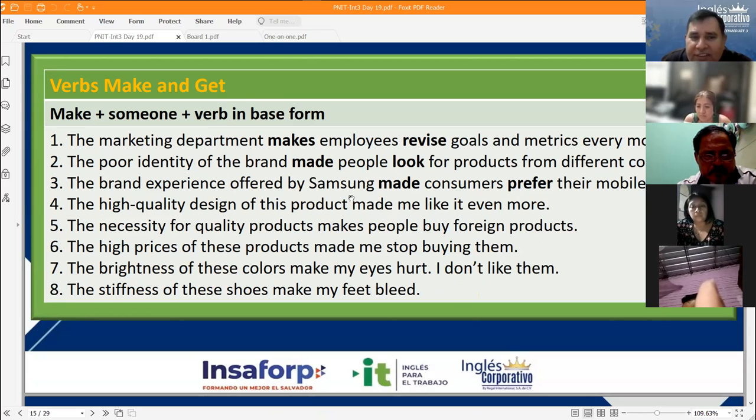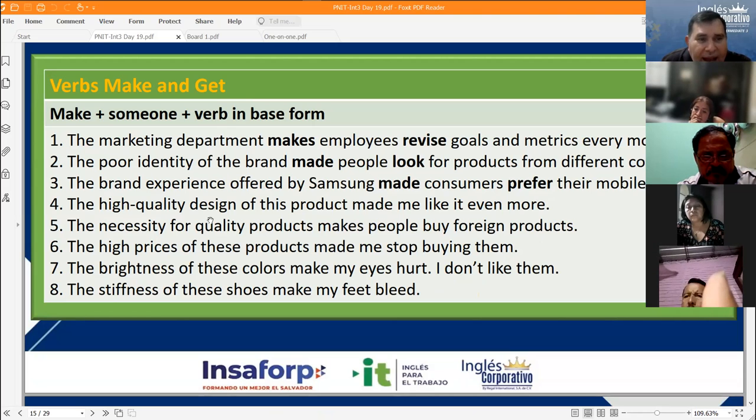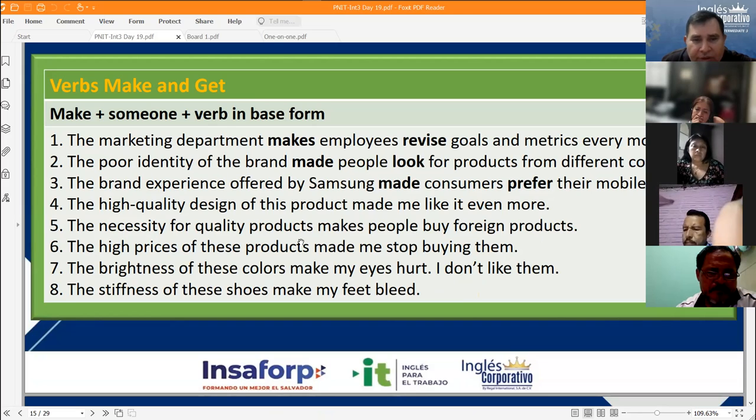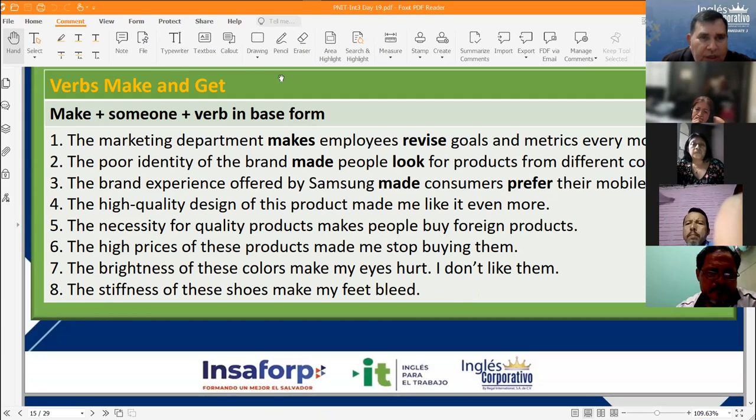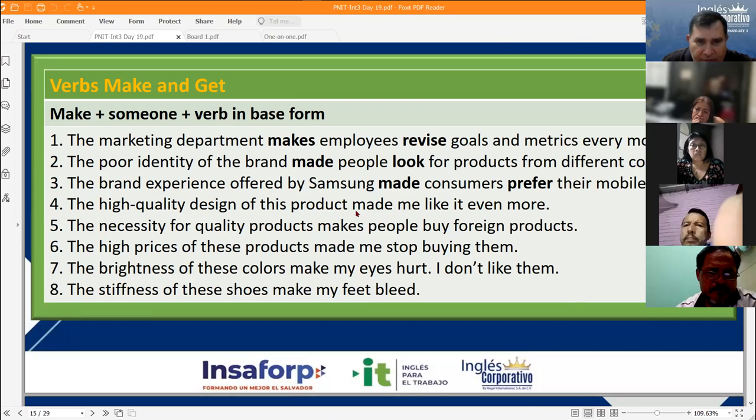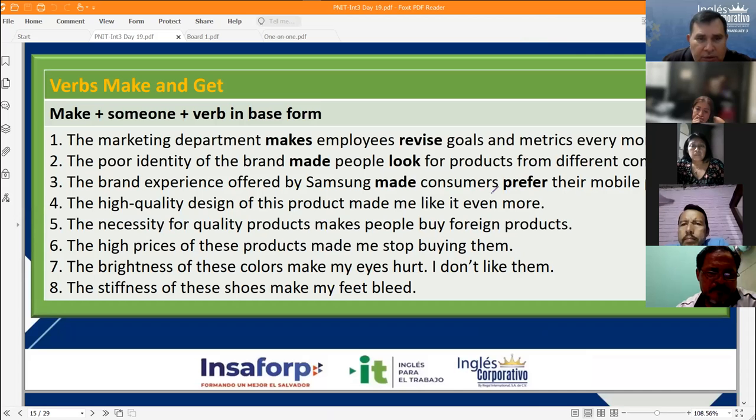The brand experience offered by Samsung made consumers prefer the mobile phones. The high quality design of this product made me like it even more. The necessity for quality products makes people buy foreign products. Makes people buy foreign products. Here it would be important to pay attention to made me like it, made me like it even more, makes people buy.